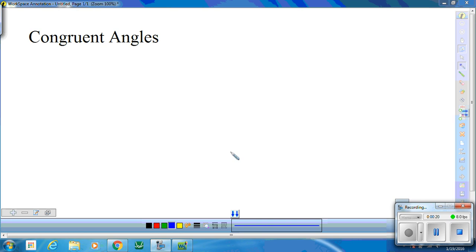Remember, congruent means that they are exactly the same. Exact same shape, exact same size, that kind of deal. So congruent angles have the exact same degree measure. Different types of angles that we know will be congruent.